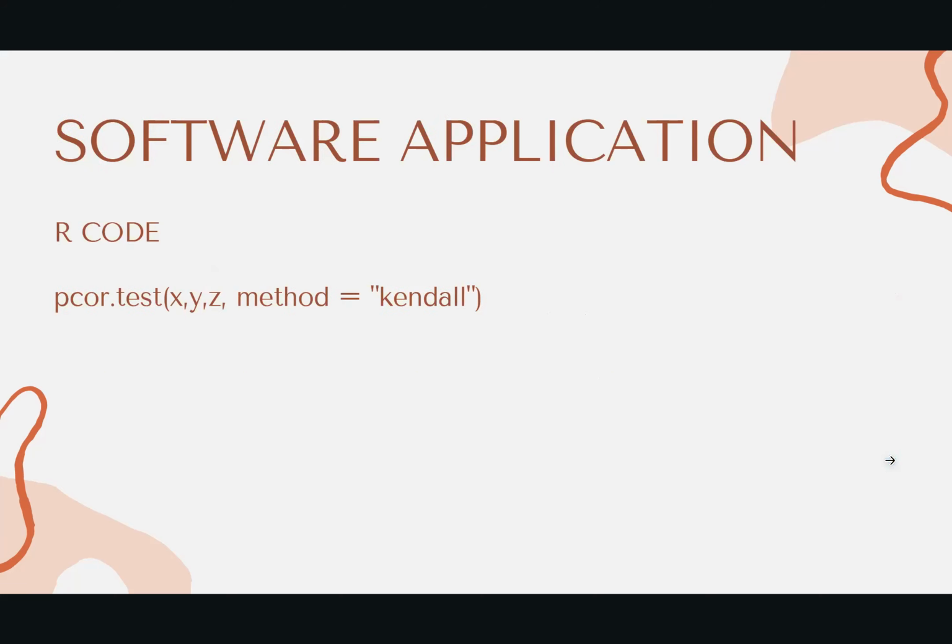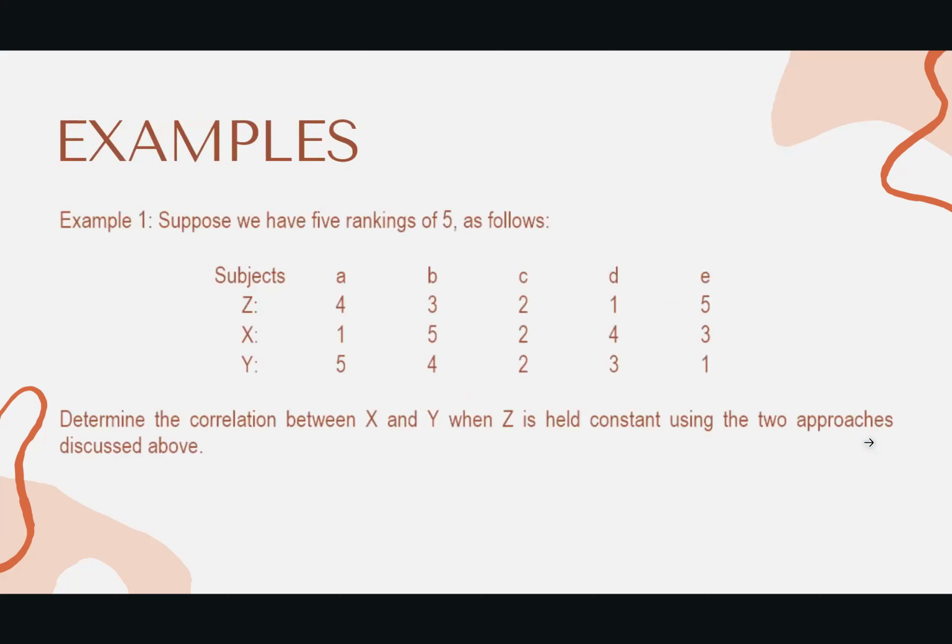So sa software application, ito yung R code and we would utilize this as a cross-checker kapag nagsosolve tayo. So examples, suppose we have 5 rankings of 5 as follows. Determine the correlation between X and Y when Z is held constant using the two approaches discussed. So dito, wala pa tayong hypothesis testing. We are just interested on the correlation.